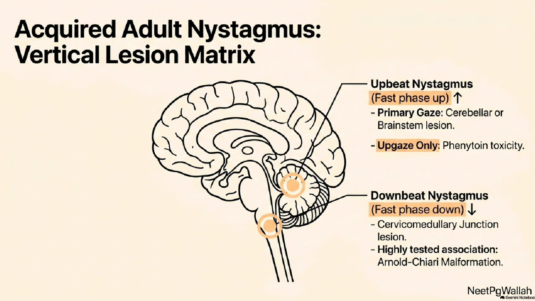Upbeat nystagmus, where the fast phase snaps upward, often means a cerebellar or brainstem issue. Now, if it's only happening on upgaze, you should immediately think phenytoin toxicity. Conversely, downbeat nystagmus heavily points to a lesion at the cervical-medullary junction. The highly tested association you absolutely must know here is an Arnold-Chiari malformation.